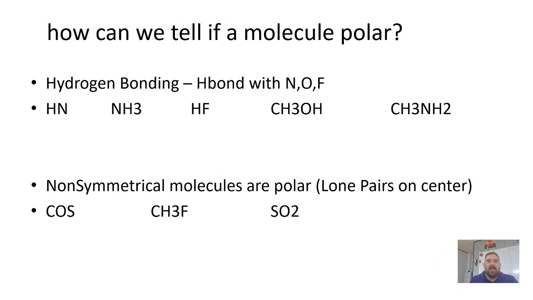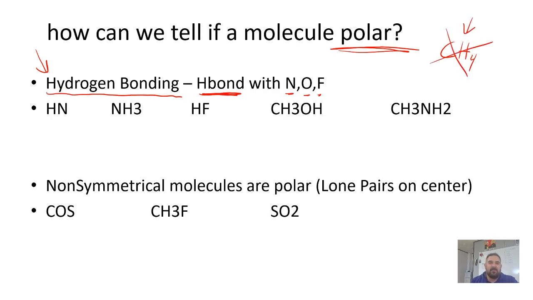So next up, we have how do we identify a polar molecule? One easy way to identify a polar molecule is if it has hydrogen bonding. What is hydrogen bonding? Hydrogen bonding is when you have a hydrogen that's bonded to nitrogen, oxygen, or fluorine. So if you have something like CH4, this does not have hydrogen bonding. But if you have something like H2O, this one does have hydrogen bonding because you have a hydrogen that's bonded to oxygen.